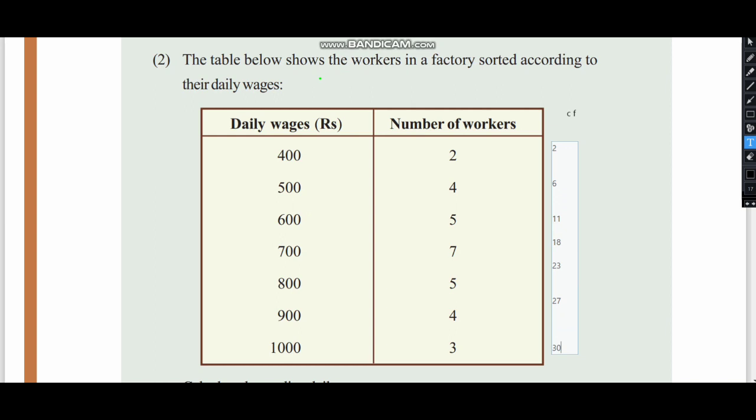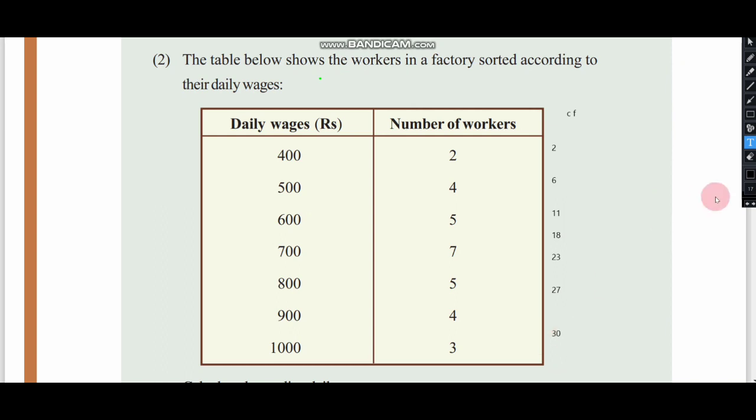If the number of observations is even, we need to find the median by taking the average of the n by 2th item and the n by 2 plus 1th item.